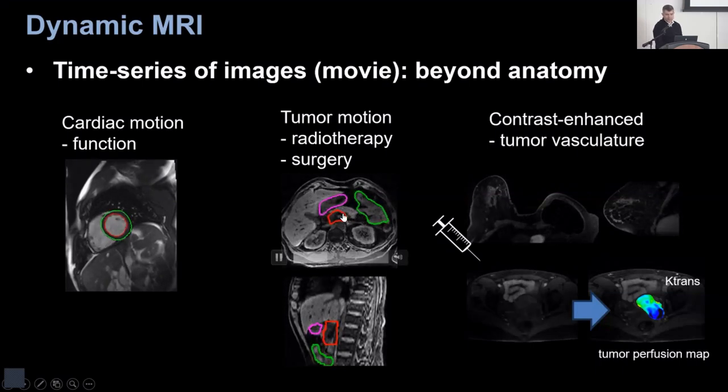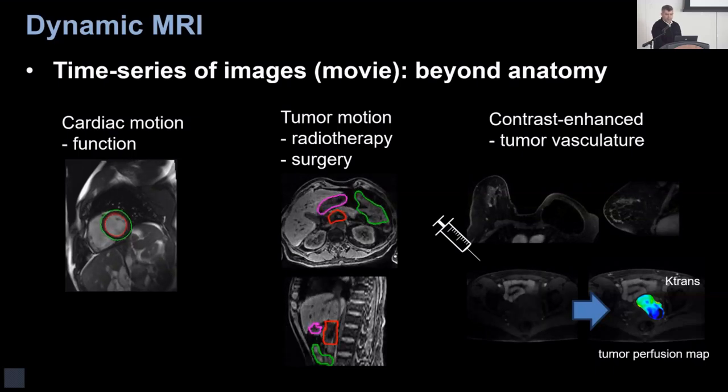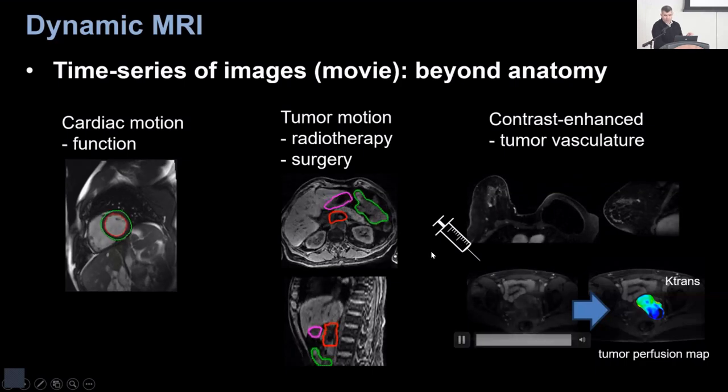This can be used to guide procedures like radiotherapy or surgery. Here we see the tumor, a pancreatic tumor, and then the organs at risk, like the stomach, duodenum, and also the small bowel. Another one, which is a workhorse in cancer imaging, is contrast-enhanced imaging, where we inject a contrast agent and then need to take a video with super fast temporal resolution to see how the contrast moves through the different parts of the body.